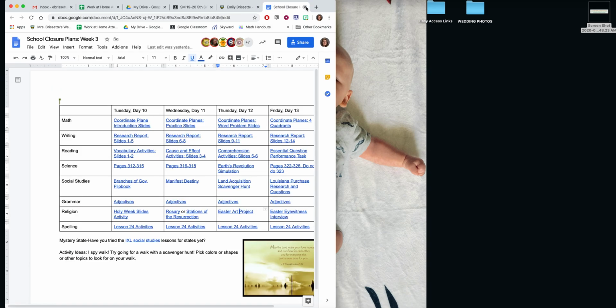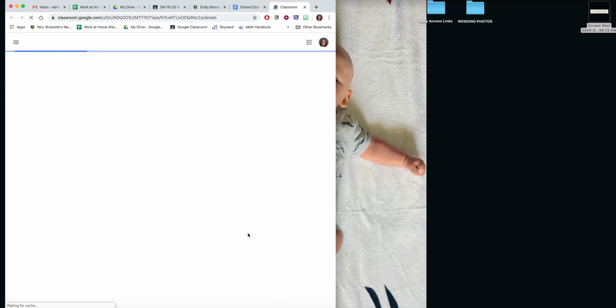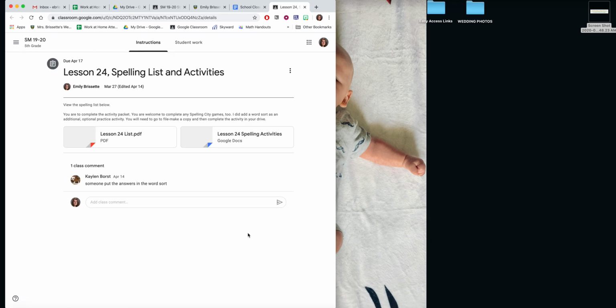For lesson 24, you should be working on your spelling packet, just working on the assignments that you have for this list. I did take down the word sort. I don't know why the activity was completed.